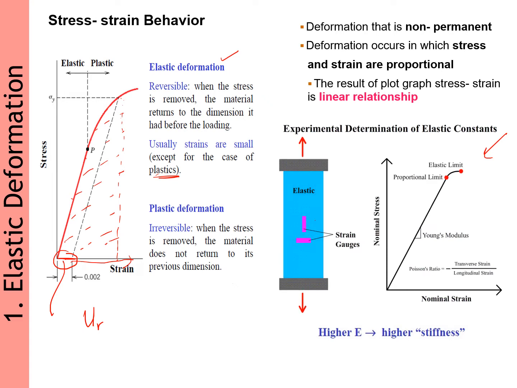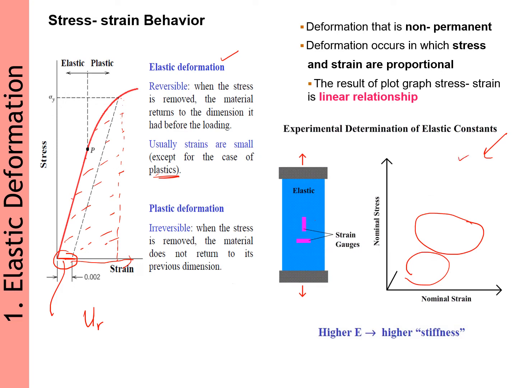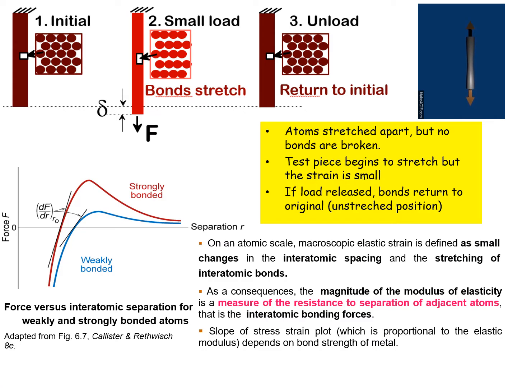So from here, you can identify the Young modulus, even the Poisson ratio, and we can know where the proportional limit is and also the elastic limit. Okay, it is also represented over here, how we can see at the atomic diagram, where initially the atoms stretch apart, but no bonds are actually broken.